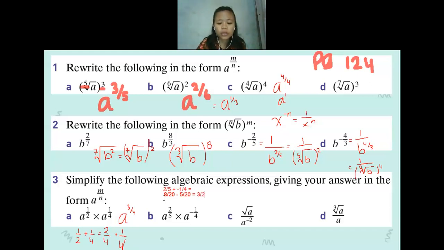So the final answer for question B will be a to the power of 3 by 20. Is there anyone having any questions so far? Or maybe the explanation is too fast? Is there anyone having any question? No? Okay. If you do not ask me any question, let us move to question C.